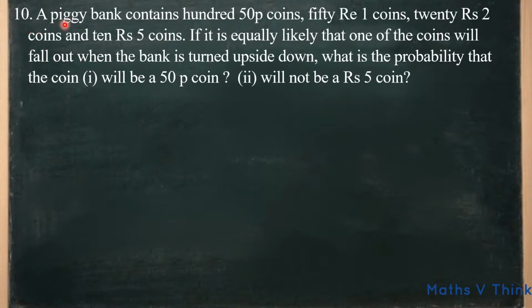The 10th question says a piggy bank contains 100 50 paise coins, 50 1 rupee coins, 20 2 rupee coins, and 10 5 rupee coins. If it is equally likely that one of the coins will fall out when the bank is turned upside down, what is the probability that the coin will be a 50 paise coin, and second, will not be a 5 rupee coin? So first we'll find the total number of coins.